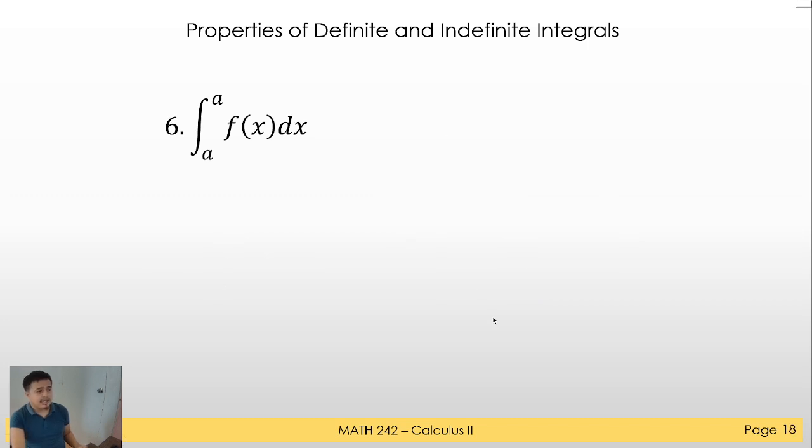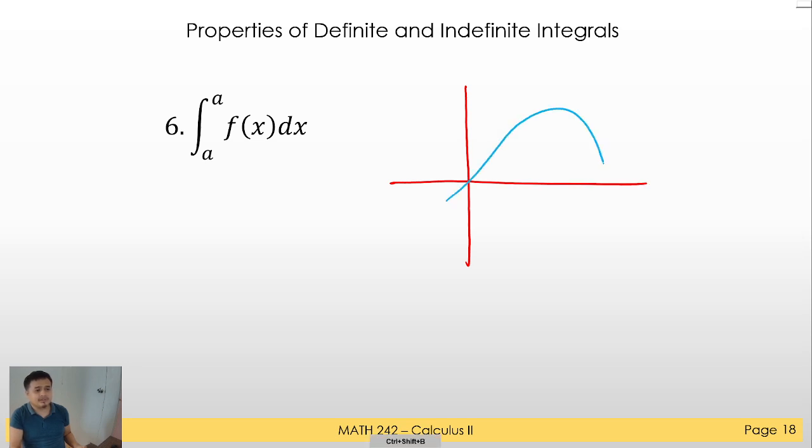Okay. And then if you have the same lower and upper limits on your function, now if you can imagine, you have a here, so from a to a, you have no area to form here, therefore this will be equal to 0.